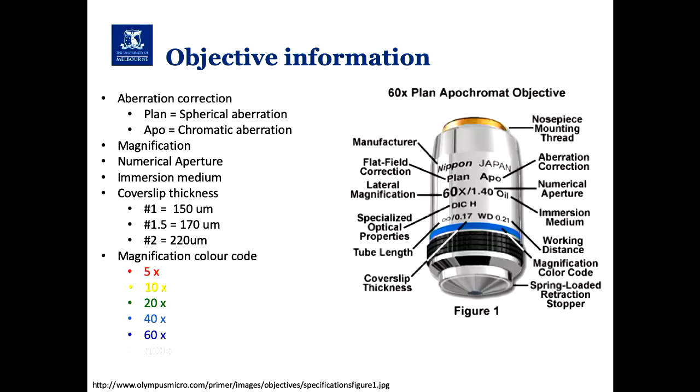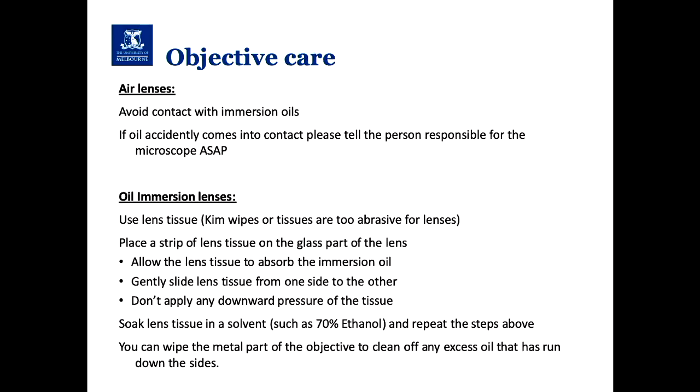Okay, so I mentioned taking care of your objectives. Some key points here. Air lenses obviously are not designed to come into contact with oil. It does happen on a regular basis, we understand that. But if you know that you accidentally have oil on an air lens, then please contact whoever's responsible for that as soon as possible. If that's one of our instruments, please call us and we'll come across and clean it off. It's not a massive emergency to take the oil off the air lens, but it needs to be done properly. Sometimes it can be quite tricky to get the oil out.